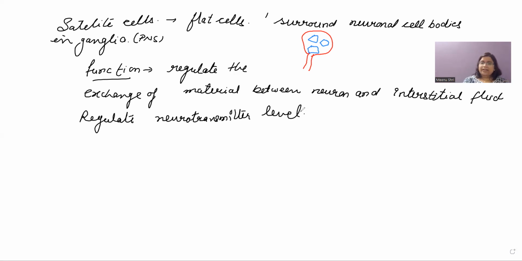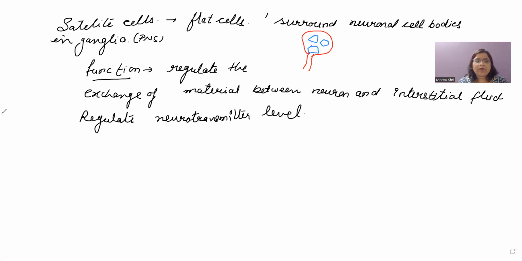The second one is the satellite cells. The satellite cells are flat cells which are present around the neuronal cell bodies. Their function is that they regulate the exchange of material between the neuron and the interstitial fluid. Simultaneously, they regulate the neurotransmitter level. So here is the complete description of the glial cells.